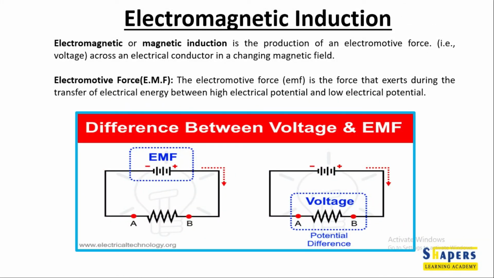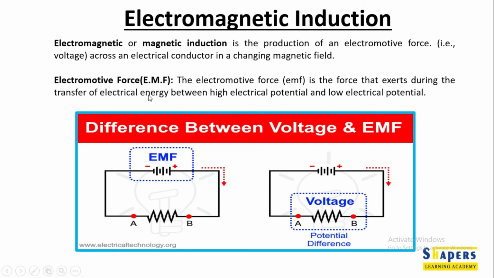Electromagnetic induction. Induction is the concept of producing something. Electromagnetic or magnetic induction is the production of an electromotive force across an electrical conductor in a changing magnetic field. Here is a beautiful example of electromagnetic induction. The best real-time example I can give you is a generator. A generator has magnets placed near each other and they constantly move. Because the magnetic lines of flux are cut across each other, a voltage gets generated, and that voltage is called electromotive force. So the working of a generator is based on electromagnetic induction.